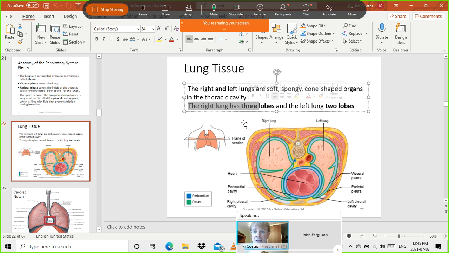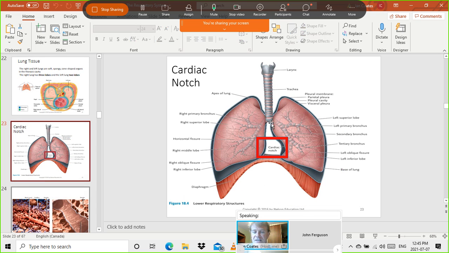Interesting to note there: the right lung has 3 lobes, the left lung has 2. And you'll see here that the left lung is actually a little smaller. Right lung has 3 lobes, this one has 2. This one here has a little notch called the cardiac notch.